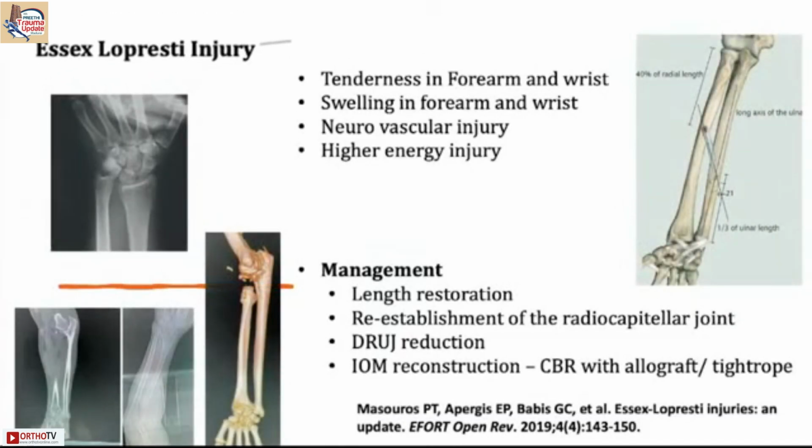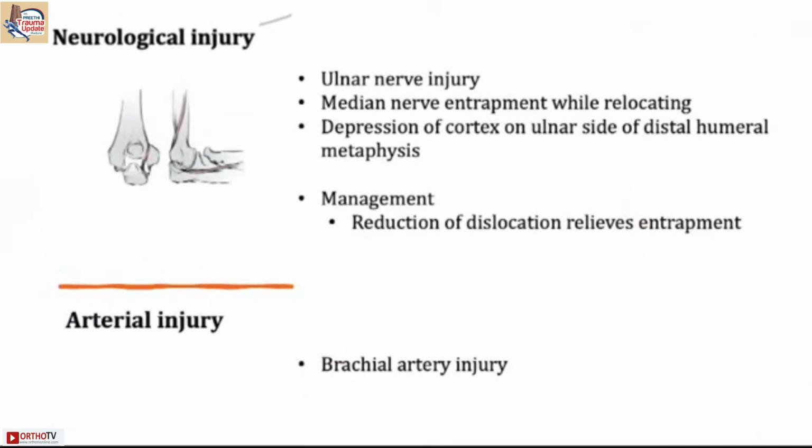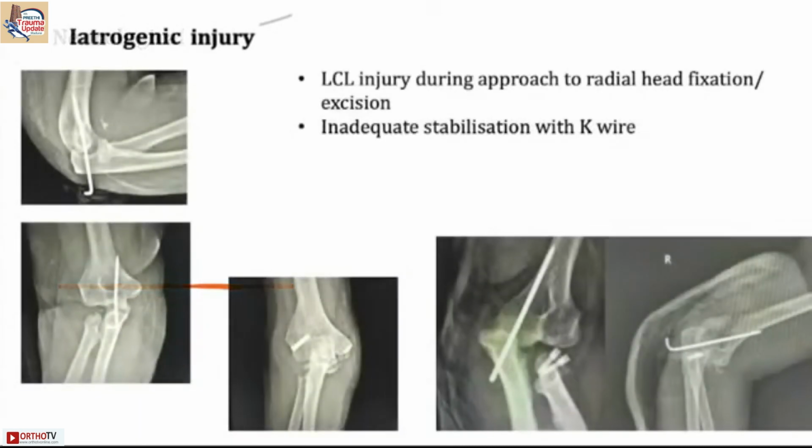So the Essex-Lopresti injury is acute. Acute cases may be managed by fixing the distal radioulnar joint after reduction with a K-wire, and managing the elbow along principles we have discussed. It's a very important aspect to not excise the radial head in these cases. If excision is required, replace the head and maintain the length. Ulnar and median nerve injuries have been reported. It's important to reduce the joint. Brachial artery injury has been reported.